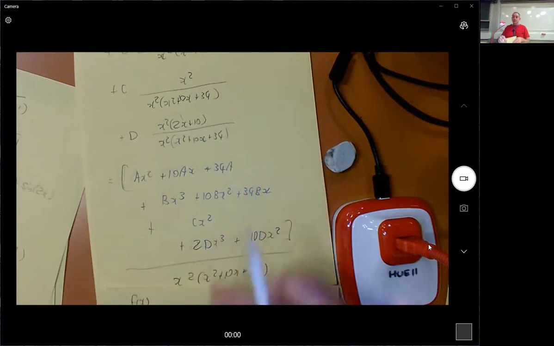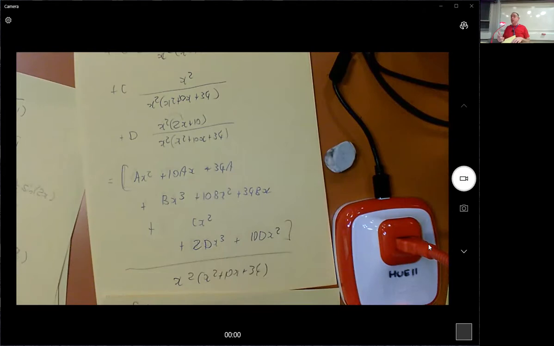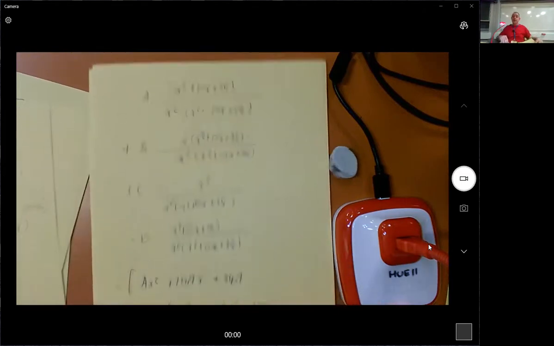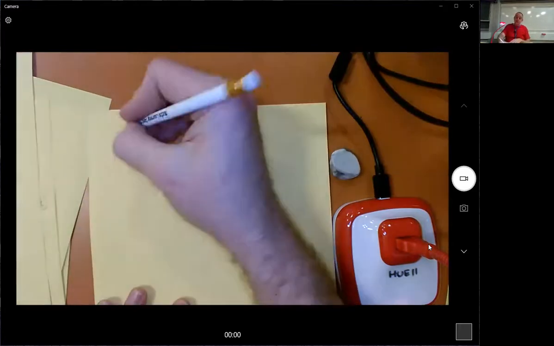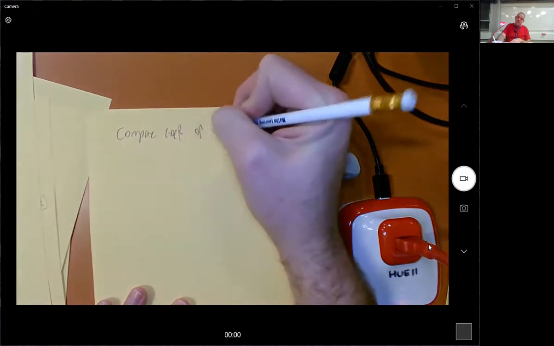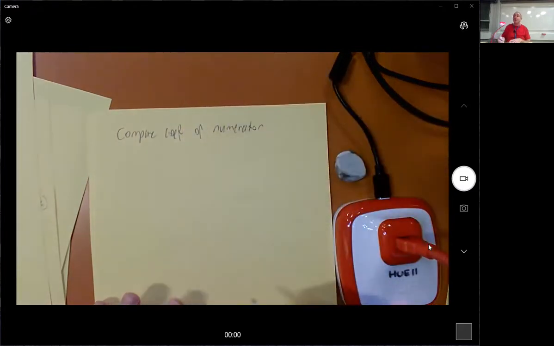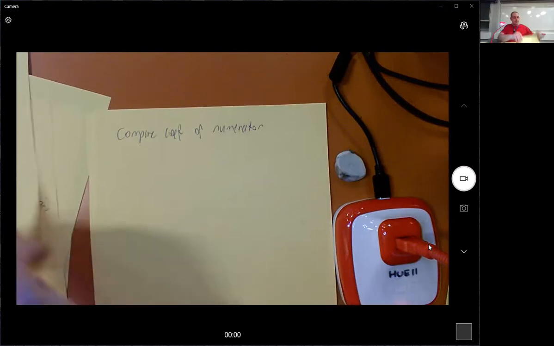So since these two functions are supposed to be equal and the denominators match, then the numerators must match as well. And the only way for two polynomials to be equal is for their coefficients to be equal. So what I will do is compare the coefficients of the numerator. And in fact, in my working, I will write down the words, compare coefficients of numerator, just so whoever's reading this knows what I'm doing. All right, here we go.